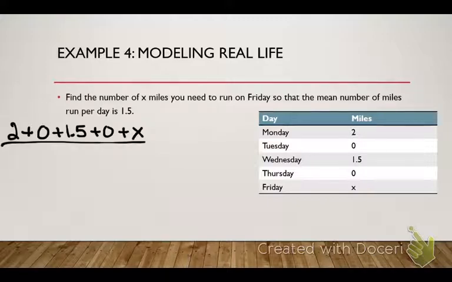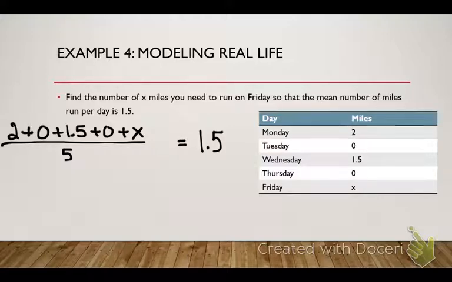All divided by, what would I divide by to find the mean? What do I divide by? 5. Okay, we divide by 5 because there were 5 numbers in the set. All right, and that equals, what does it want my mean to equal? 1.5. Okay. All right, so here's what we do. I'm just going to tell you because this is new to you, so I'm going to show you the first time what we do here.